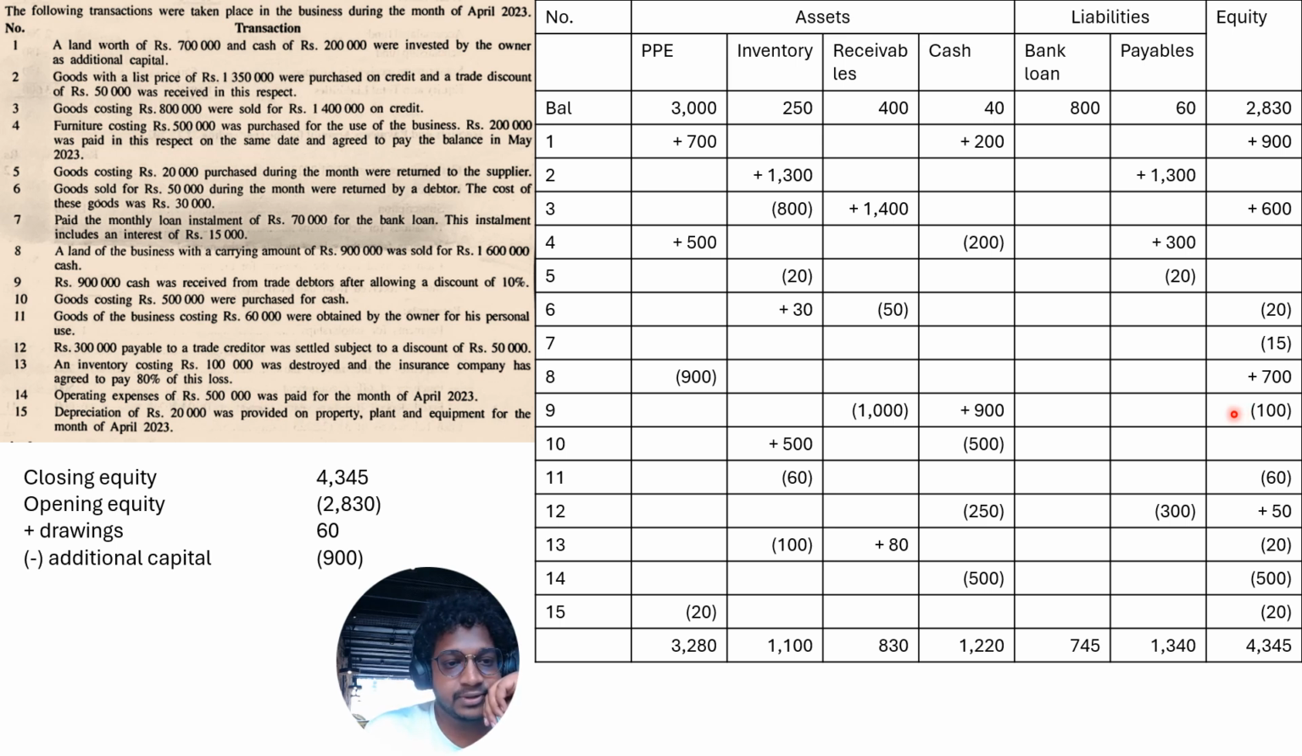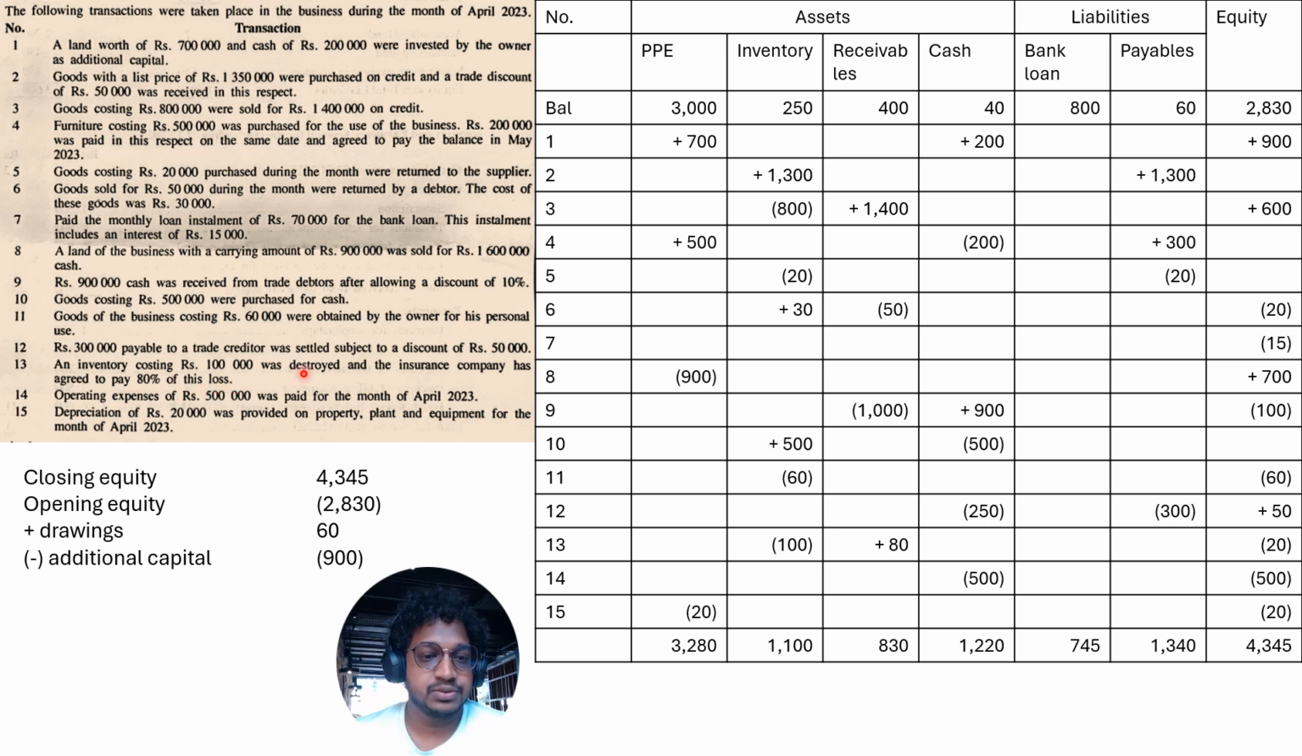10th one, goods costing 500,000 were purchased for cash. Simple, inventory increases and cash decreases. 11th one, goods of the business costing 60,000 were taken for personal use. Inventories decrease and equity decreases. Easy, right? 12th one, 300,000 payable to a trade creditor was settled subject to a discount of 50,000. So creditors should decrease by 300, and that discount of 50,000 you should add to the equity, which means you have to pay only 250. So 250 you should deduct from the cash.